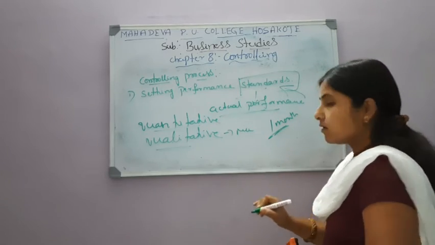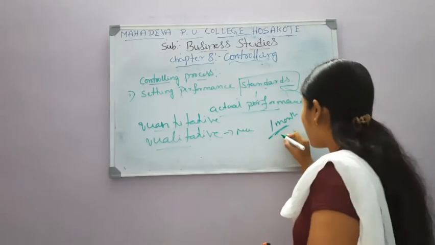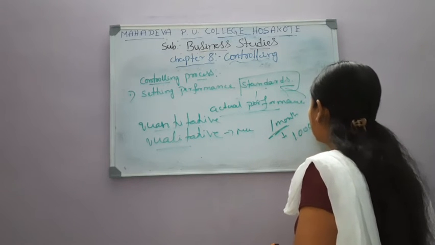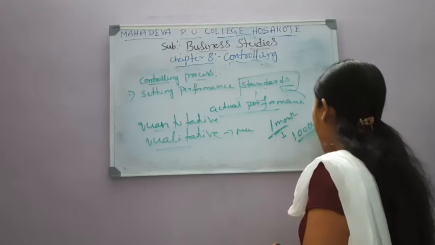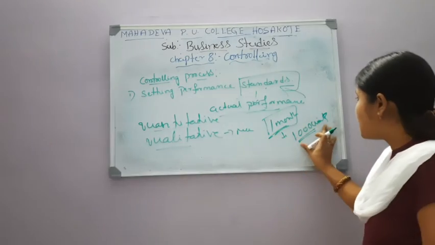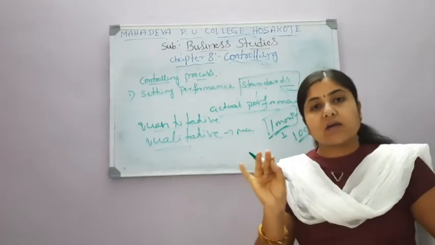In 1 month we have a certain set of standards: we can produce 1000 units of products in 1 month. Okay, ಅಂದ್ರೆ 1 month ಅಲ್ಲಿ ನಾವು 1000 units ಅನ್ನ ಪ್ರೊಡ್ಯೂಸ್ ಮಾಡಬೇಕು ಅಂತ ಅನ್ಕೊಂಡಿದೀವಿ.